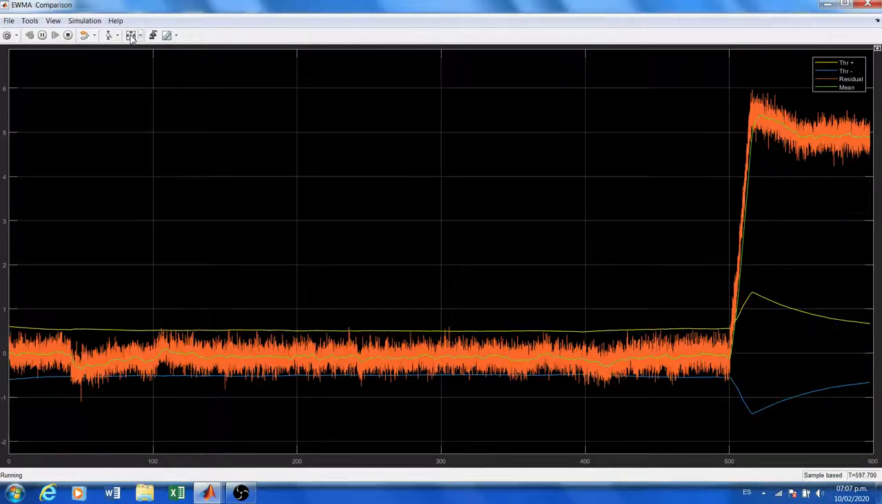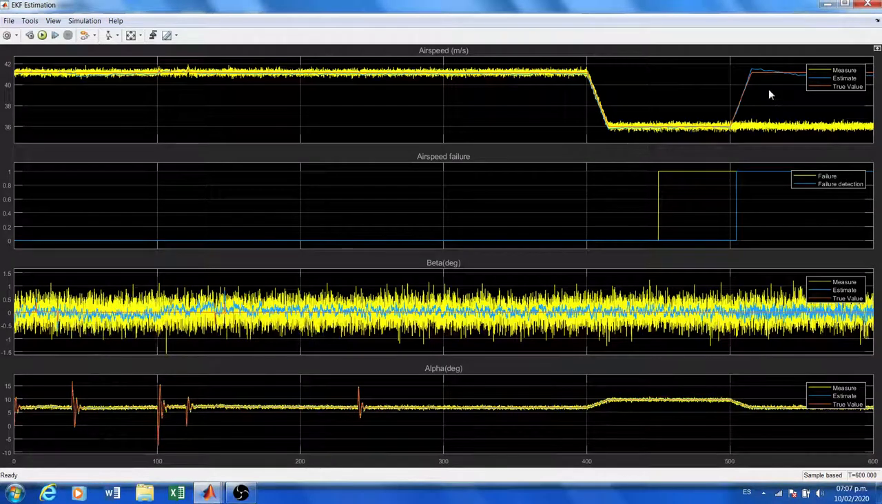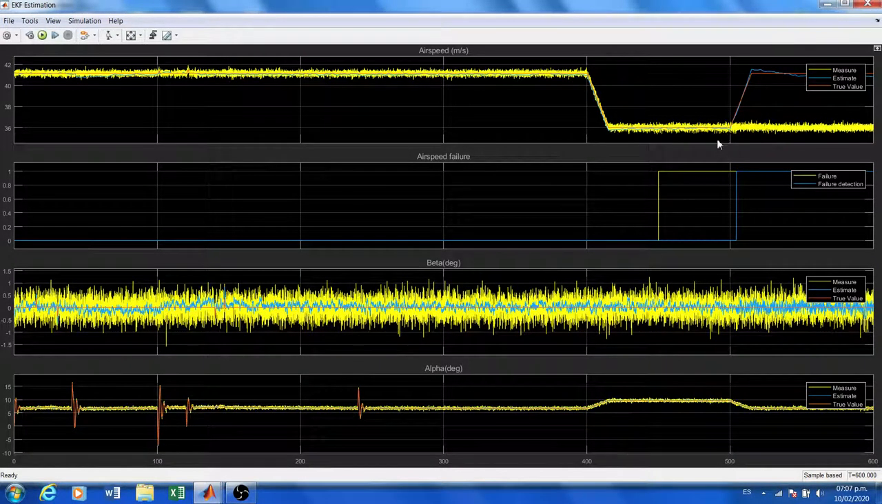Okay, so I'm going to do a zoom. Here we can see the mean crossing the upper threshold. And here in the estimation, we can see the graph. In this part of the graph, the pitot tube stays at an erratic speed, and the estimation follows the true value. Here, in yellow, is where we inject the failure, 450, 450 here.